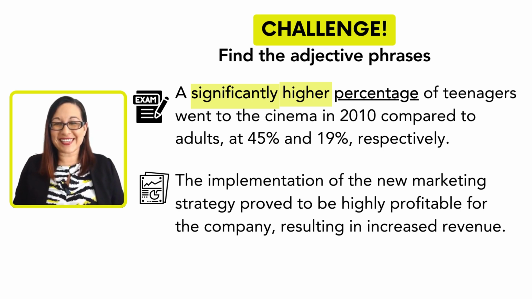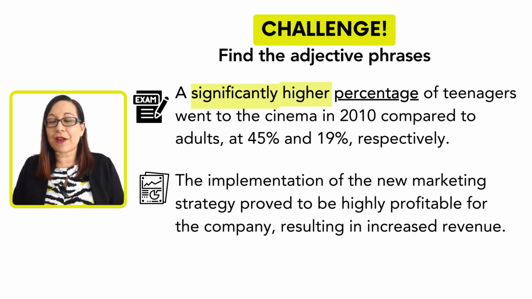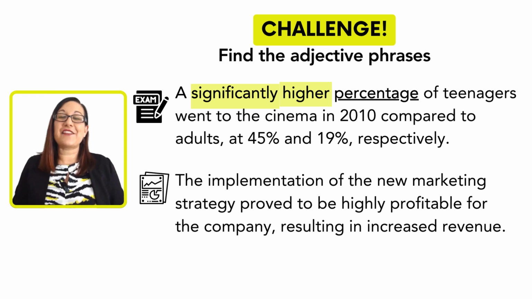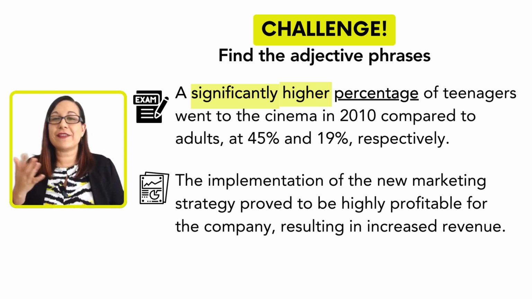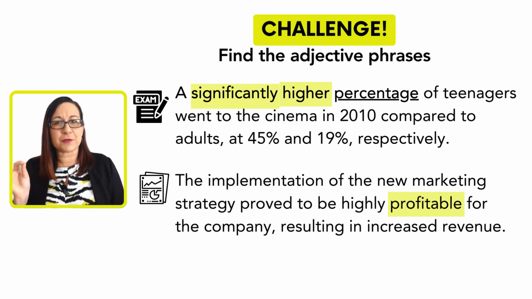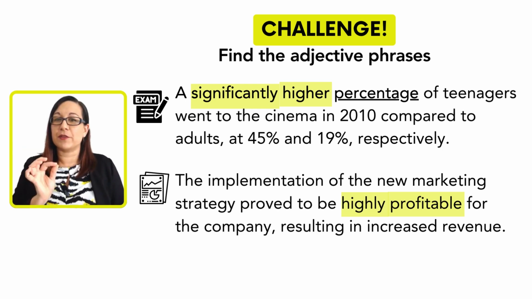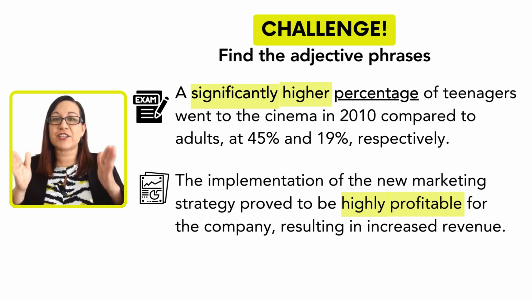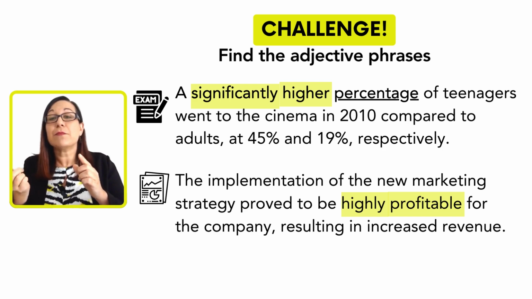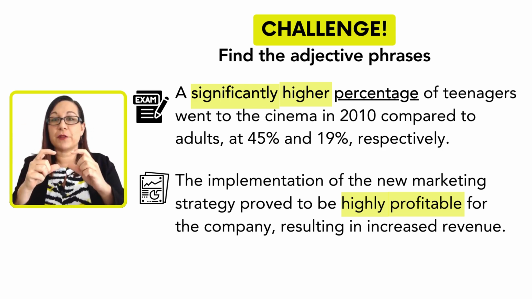And what about the second example? The implementation of the new marketing strategy proved to be highly profitable for the company, resulting in increased revenue. Okay, so we've got that revenue, it's increased revenue. There's only one adjective there, so it's not an adjective phrase. Proved to be profitable. How profitable? Highly profitable. So here we do have an adjective phrase because highly is modifying that adjective profitable.